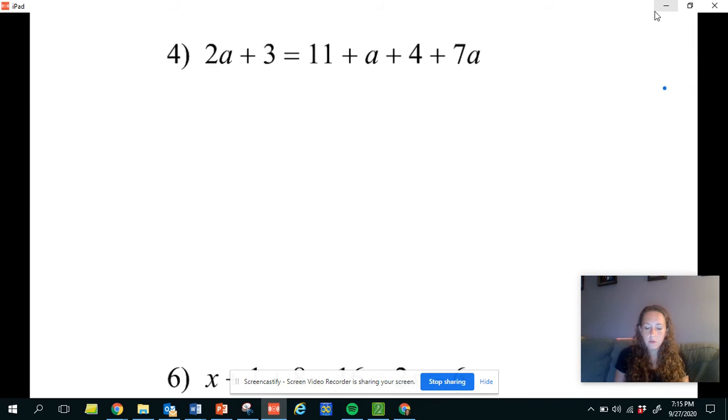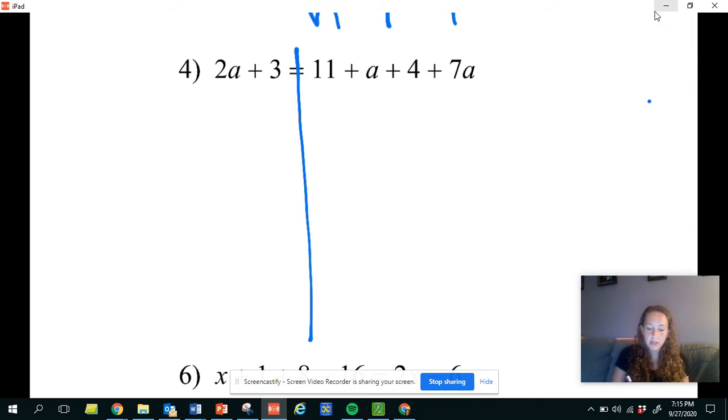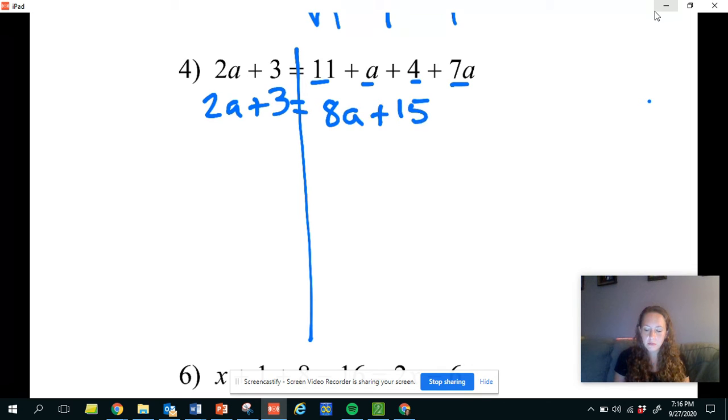On this one, if you'll notice, when I draw my line down, there's a lot of stuff going on the right side. So when that happens, you want to, once again, simplify before you solve. So the 2a plus 3 I can just bring down. That side is already, there's nothing to combine. There's no parentheses or anything to get rid of. But on the other side, I want to combine like terms. So the a's will go together to give me 8a. And then the numbers will go together to give me 15.